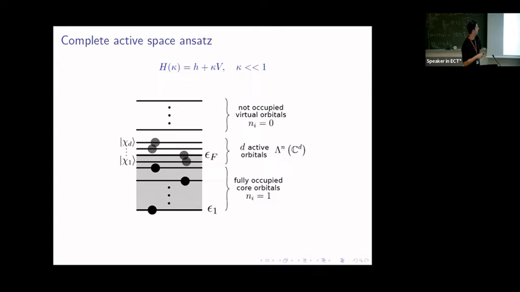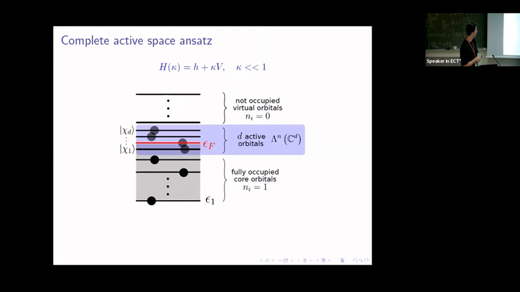Now, if kappa is very small, then we can use some perturbation theory arguments to say that it makes sense to assume that our state is really of the following form. There is a number of fully occupied core orbitals and a number of unoccupied orbitals, but around the Fermi energy, we allow for fractional occupations, and these are called active orbitals.